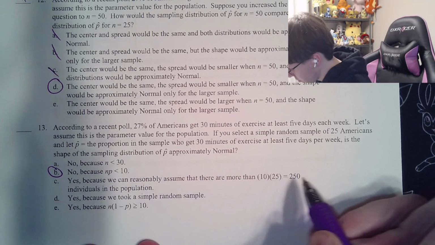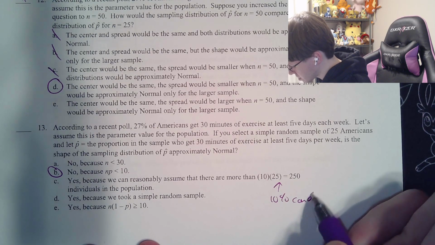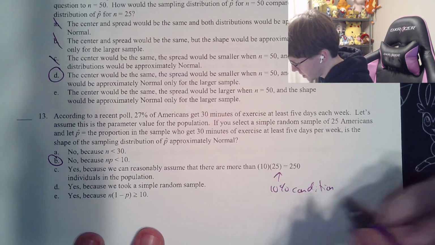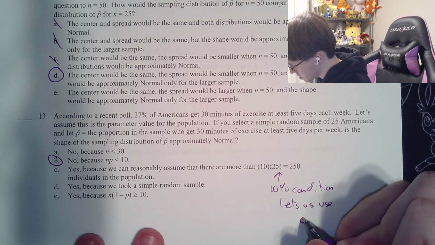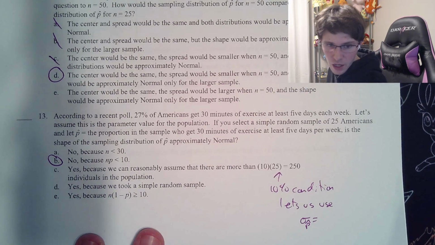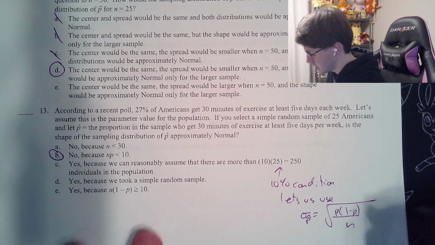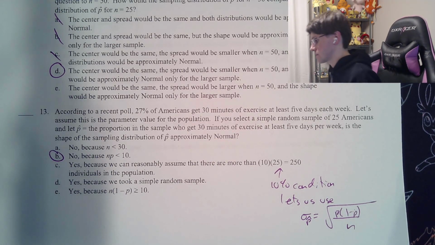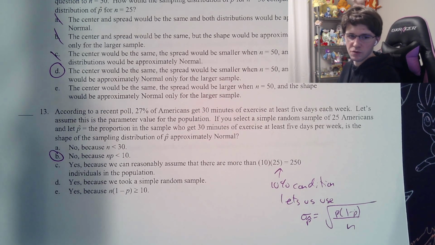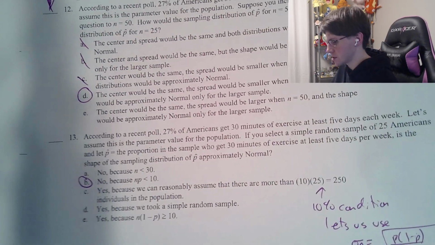All this check does, which we call our 10% condition, is let us use the standard deviation of p hat formula that we have been using, the square root of p times 1 minus p divided by n. You actually can't use that formula if the 10% condition is not met, and you have to do something different. You have to use your binomial distribution formulas. We are not going to worry about that right now. We are just going to use the 10% condition, and that's going to be fine for the AP test.